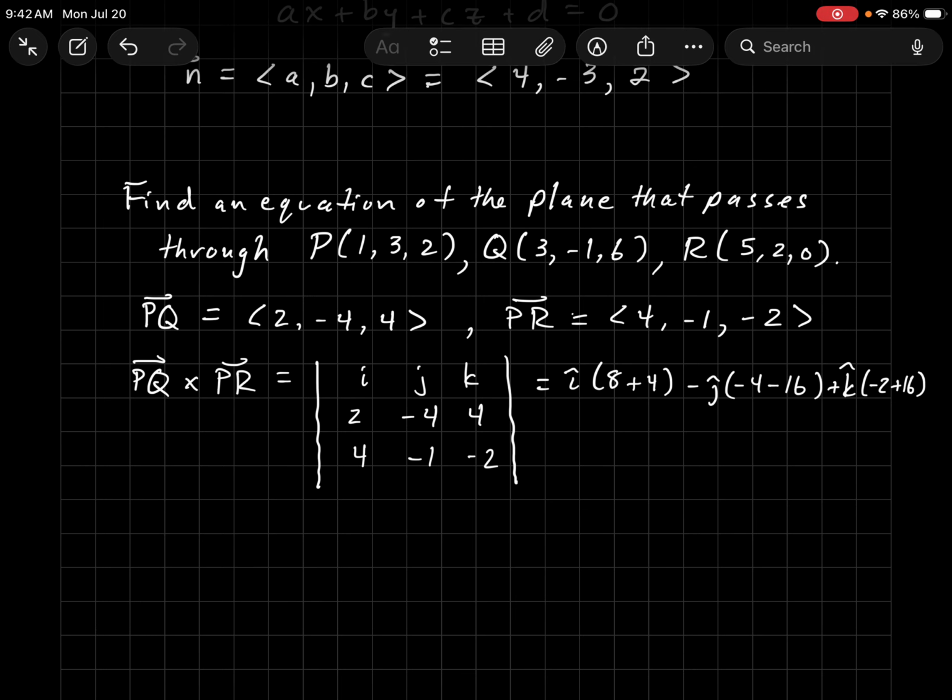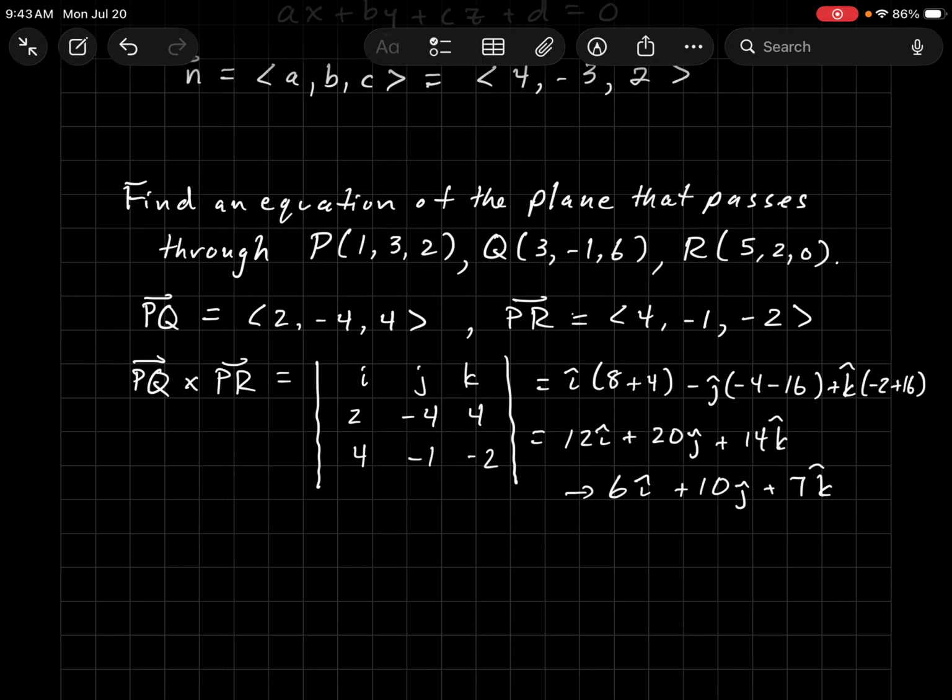And let's double check this really quick. 8 plus 4, -4 minus 16, and then -2 plus 16. So we get 12i plus 20j plus 14k. We could simplify this if we wanted to. We could use 6i plus 10j plus 7k.